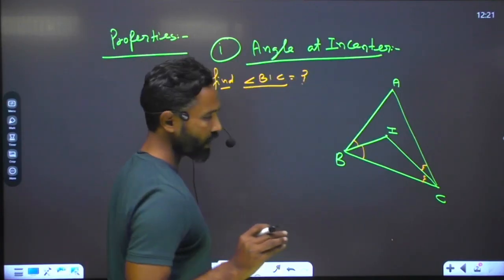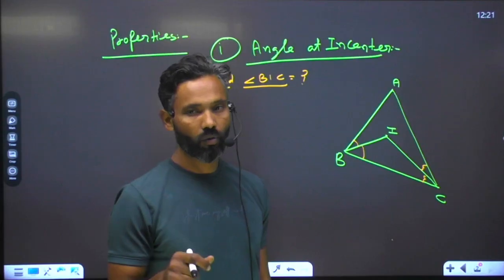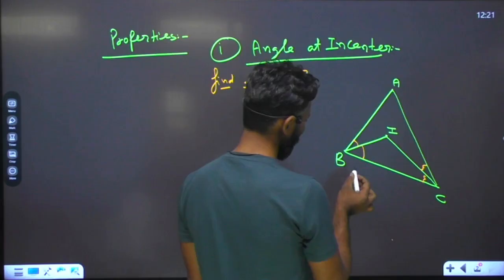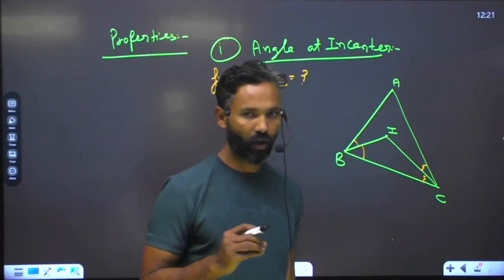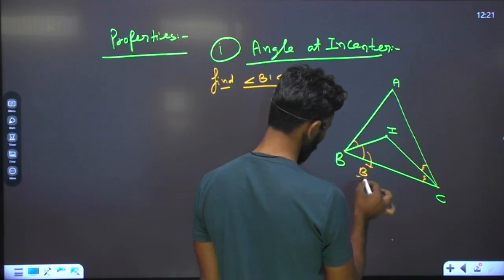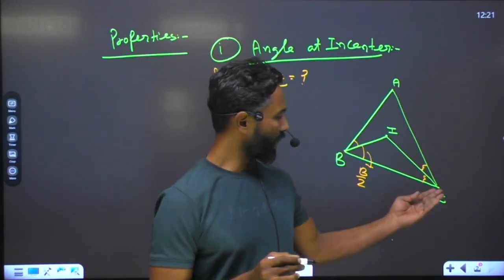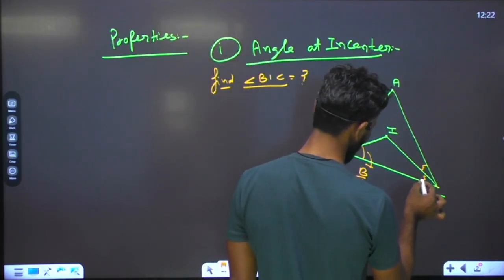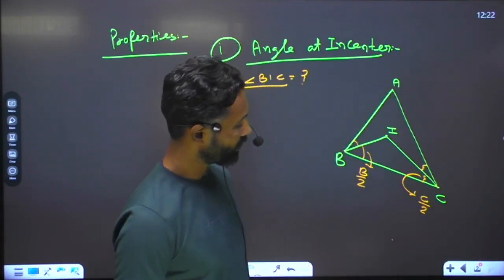Before telling you the direct formula, I would like to show you the proof of how this formula is derived. This is the complete angle B, and IB is the angle bisector of angle B, so the lower part of angle B will be B by 2. In the same way, this is the complete angle C, and the lower part of angle C will be C by 2.